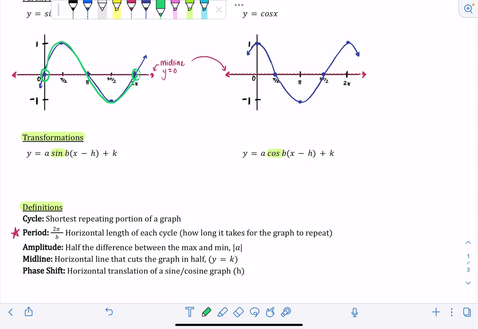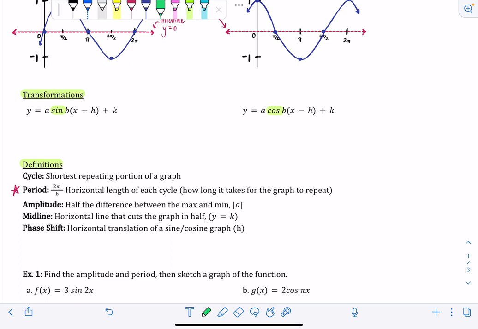So that section that I put in green, that's from 0 to 2 pi. That's one repeating portion, so the length of the period is 2 pi. And that's standard for the parent function. Depending on what b is, though, that can change the period, and that just changes the way that you set up your graph and set up the x-axis.